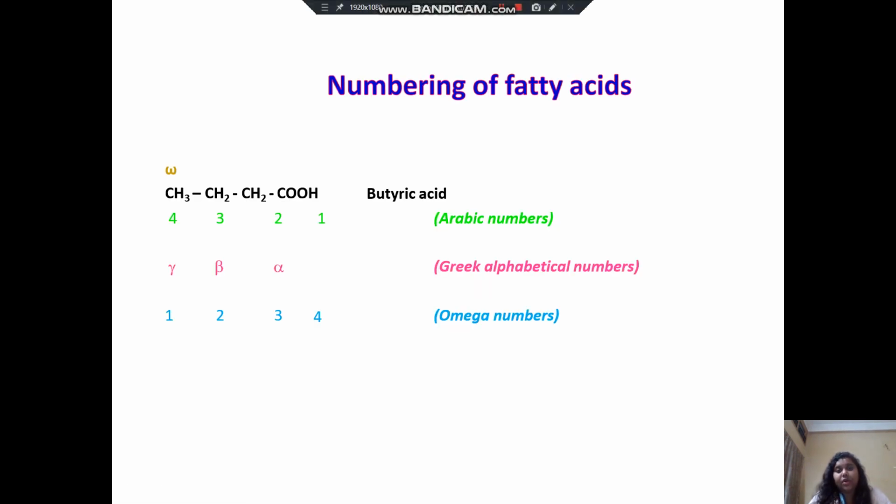So here is the numbering of fatty acids. Butyric acid is CH3, CH2, CH2, COOH. The carboxyl carbon is denoted as C1. The second carbon is C2, that is alpha. The third is 3 or beta, and the last methyl group is 4 or gamma, or we can denote it as omega. So this is the numbering system for fatty acids.